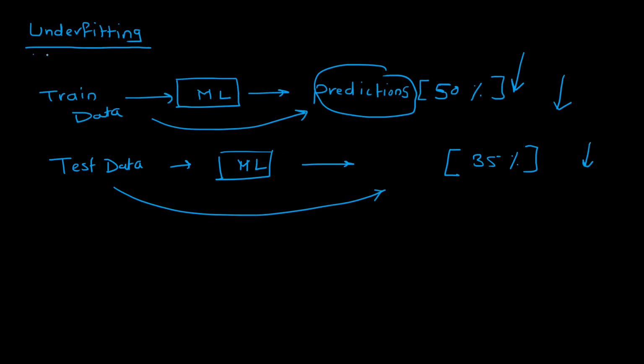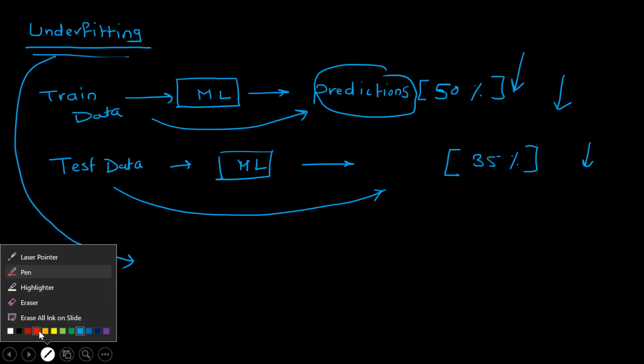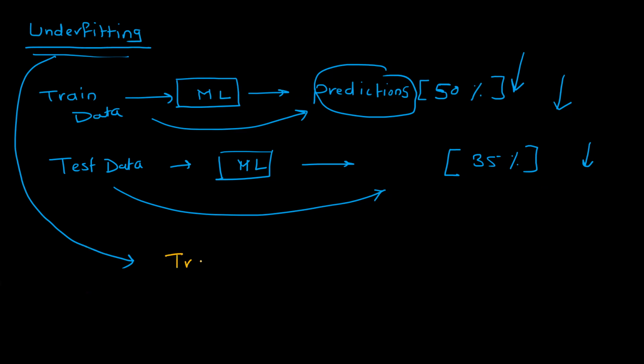So in the underfitting case, in short, if we summarize, when we train the model on the training data set, we are getting less accuracy, and when we test the model on the testing data set, we are also getting less accuracy. So both accuracies are less, and that's why the model will not perform properly in a real-time scenario. So this is the concept of underfitting. Both these concepts are very important in machine learning, so we should know both of them.